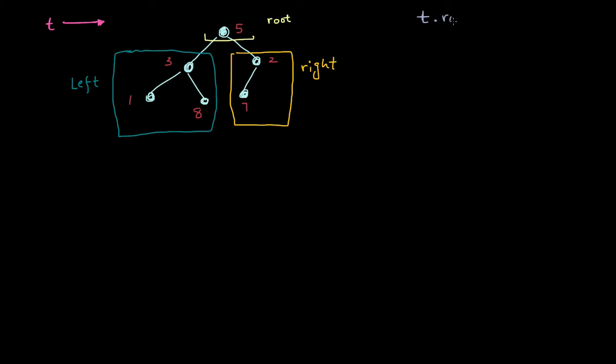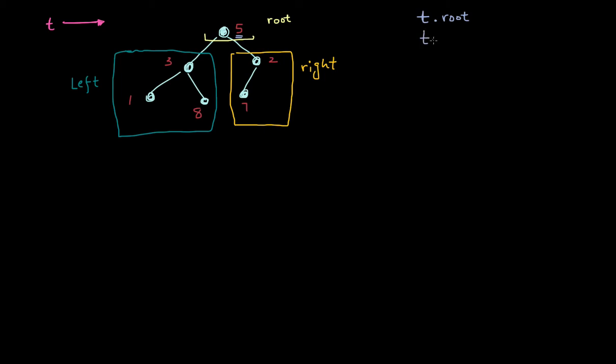if I say t dot root, I'm going to get back this. In this case, I could get back the node that contains the element 5, but we are going to make a slight simplification here. We're going to assume that root itself is an integer. So t dot root is going to give you back the value 5.